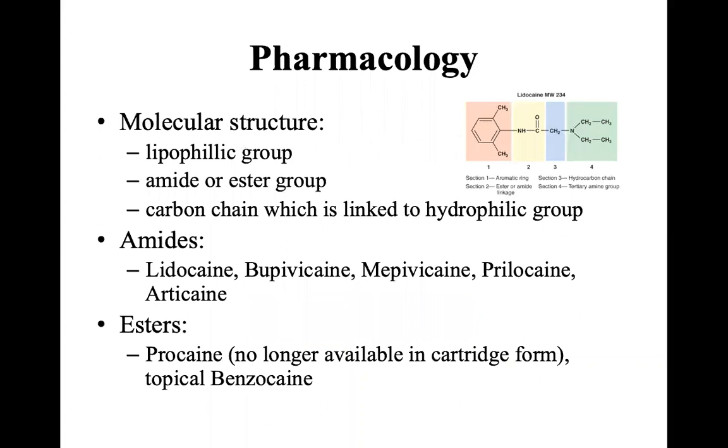A bit more about the pharmacology. Most local anesthetics share some common molecular structure properties. They contain a lipophilic group, an amide or ester group, and a carbon chain, which is linked to a hydrophilic group. Structurally, all local anesthetics have this in common, and they're classified based on whether they have an amide or an ester group. The amides include lidocaine, bupivacaine, mepivacaine, prilocaine, and articaine, and the esters include procaine, which is actually no longer available in cartridge form, as well as topical benzocaine.